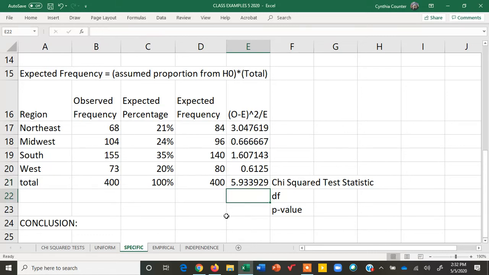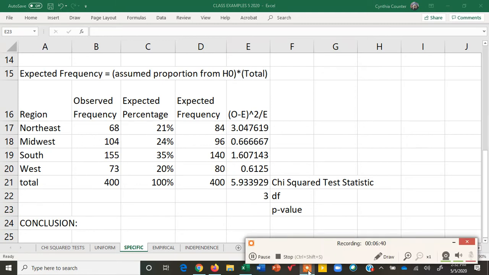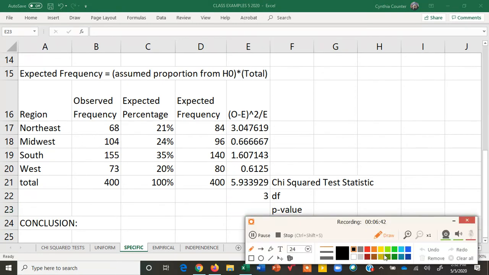Degrees of freedom is one less than the number of categories. So we have 1, 2, 3, 4 categories, so our degrees of freedom is simply 3. And now we need to find the p-value using a chi-squared distribution. So let's review the chi-squared distribution. A chi-squared distribution is a right-skewed distribution.